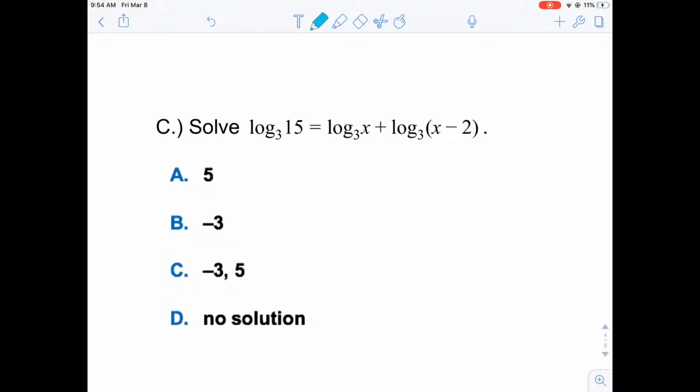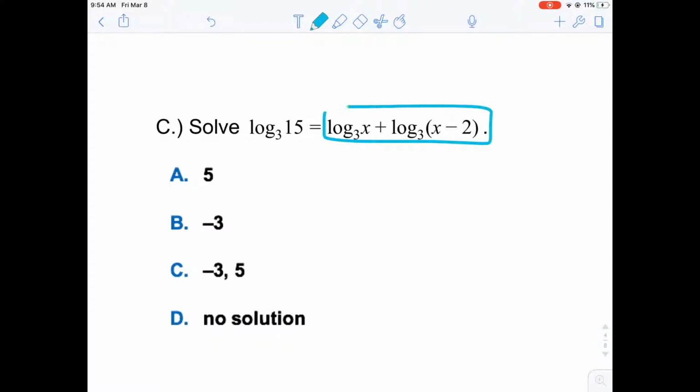Okay, last problem here. So we have log base 3 of 15 is equal to log base 3 of x plus log base 3 of x minus 2. Go ahead and give this video a pause, see if you can try this problem on your own. Okay, hopefully you paused that and gave it a try, and let's go ahead and just do it together now.